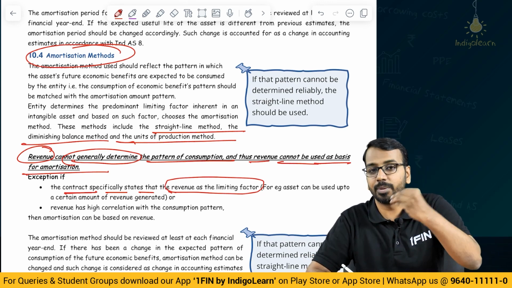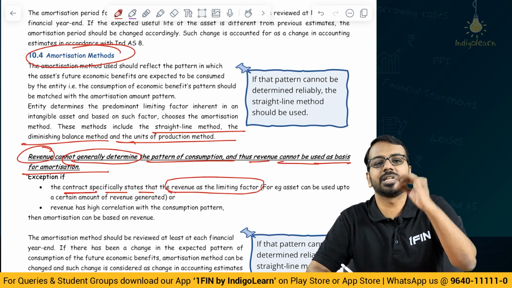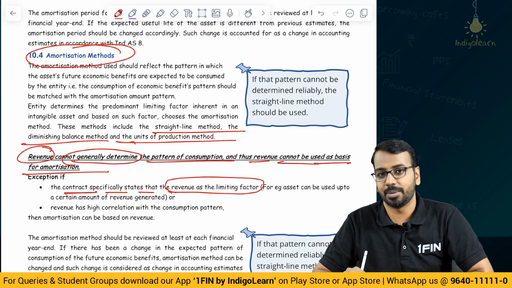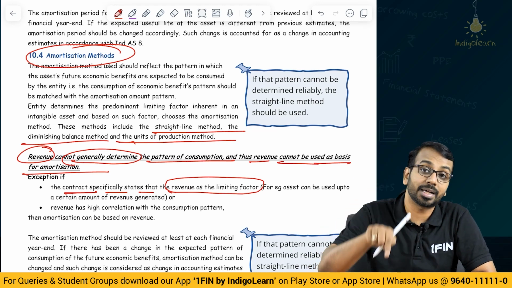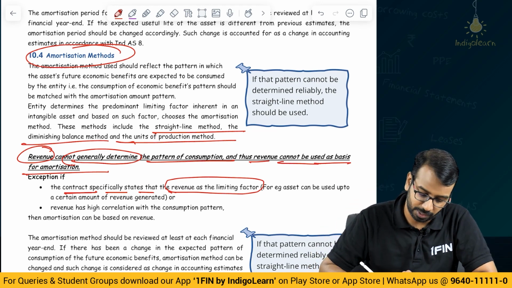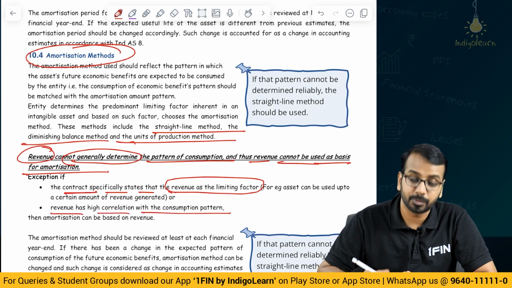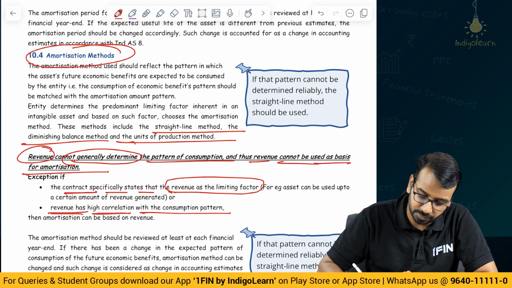Means, for example, you will be able to use the asset till you achieve some amount of revenue. If that is the case, then revenue can be a depreciating factor. Then amortization can be done based on revenue as well. And if the revenue has a high correlation with the consumption pattern.